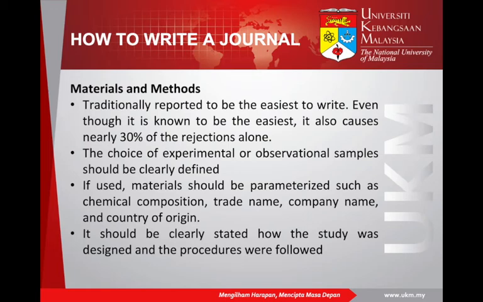And then you have the materials and methods section after the introduction section. It is traditionally reported to be the easiest to write actually, even though it is known that this section also causes nearly 30% of rejections alone. So the choice of experimental and observational sample should be clearly defined. If used, material should be parameterized, such as chemical composition, trade name, company name, and country of origin. It should be clearly stated how the study was designed and the procedures were followed.